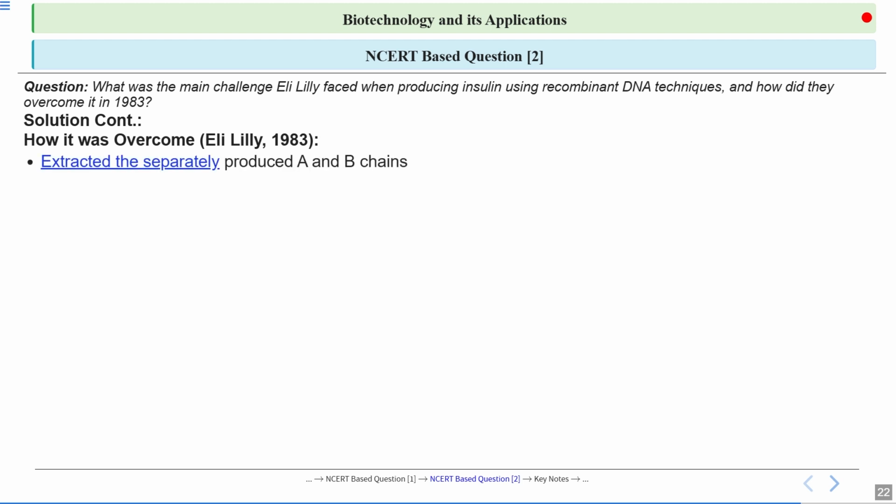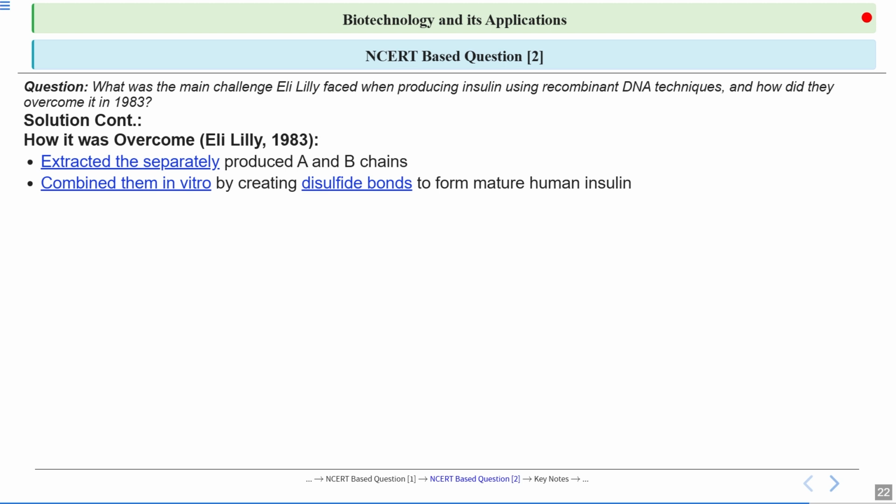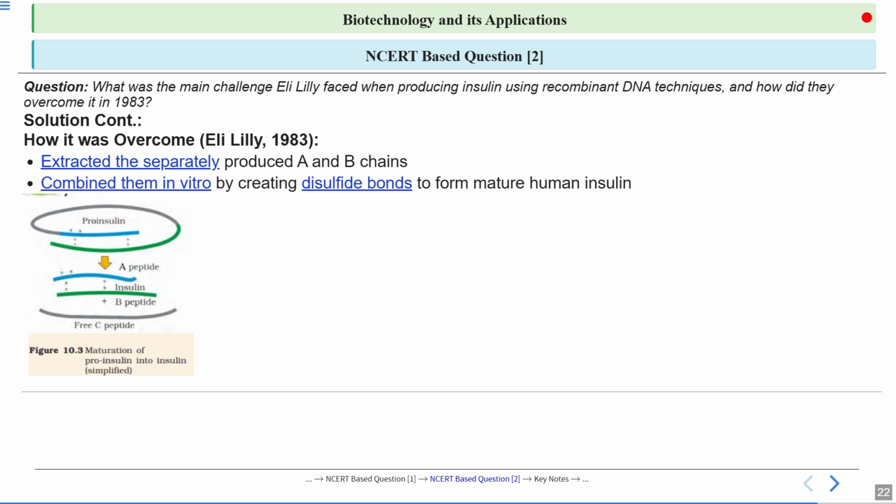Then they extracted the separately produced chain A and chain B from the E. coli. Then they combined them in vitro by creating disulfide bonds to form mature human insulin. In vitro means in the laboratory, outside the living organism. They created these disulfide bonds between chain A peptide and B peptide and made it a fully mature, functional human insulin.